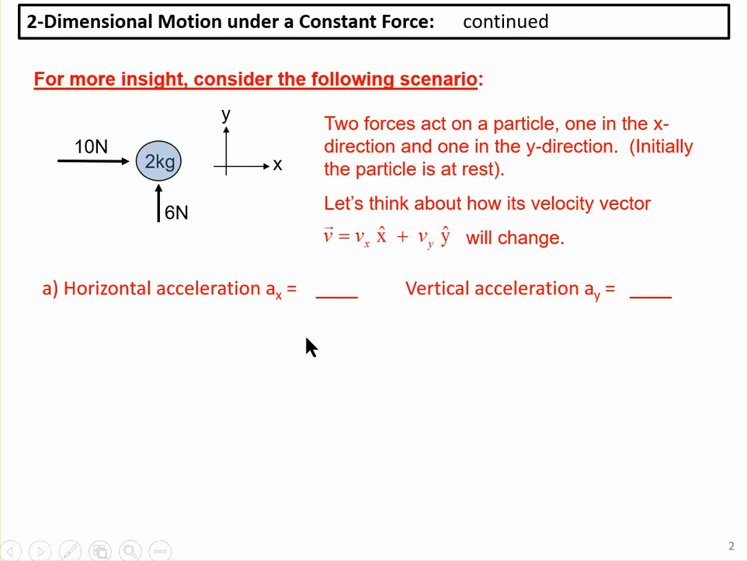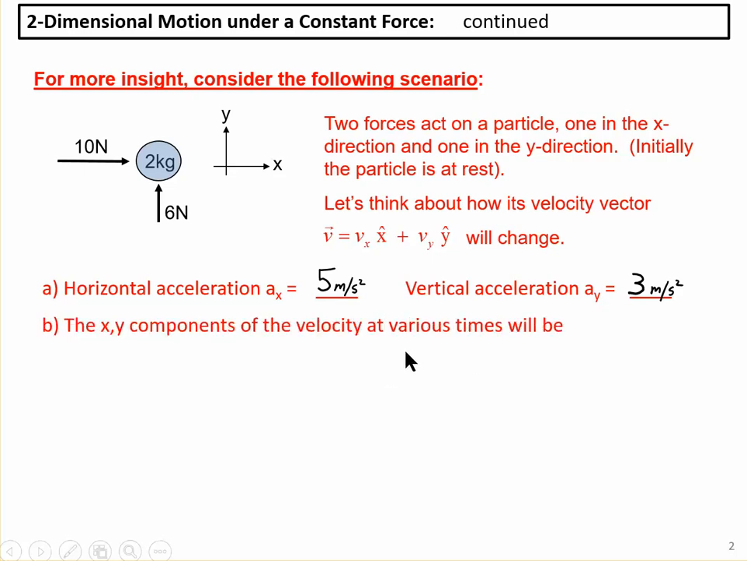Well, let's begin with the following. Let's think about the horizontal acceleration that this particle is going to experience. Why is it experiencing a horizontal acceleration? Because there's a horizontal force on it, namely a force in the x-hat direction. It's a 10 Newton force acting on a 2-kilogram object, so the acceleration that creates is 5 meters per second squared, the force divided by the mass. If we look in the vertical direction and we want to know the vertical acceleration, well, that's going to be the 6 Newton vertical force divided by the mass. That will give us an acceleration of 3 meters per second squared.